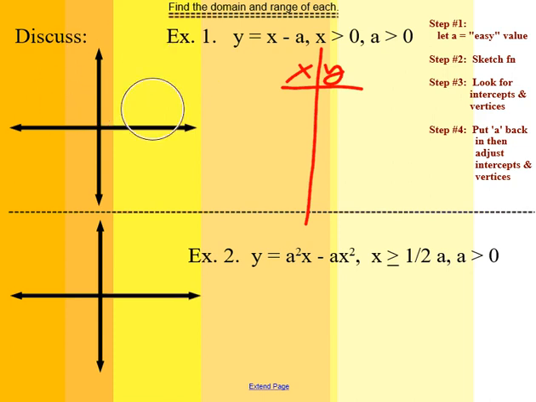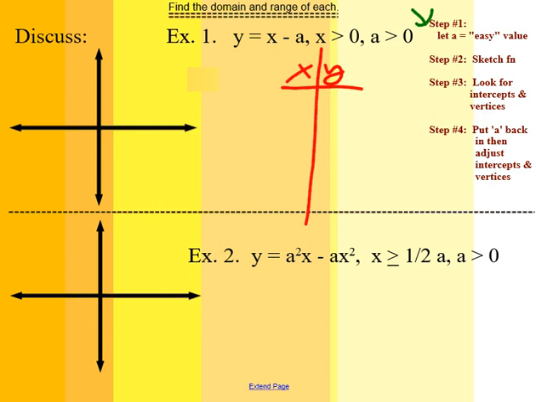You don't know what it looks like a lot of times. And your best friend in graphing is the XY chart. So we are going to follow these little steps over here and try to graph these things so that we can find the domain and range of them. All right, y equals x minus a, where x is greater than 0 and a is greater than 0.